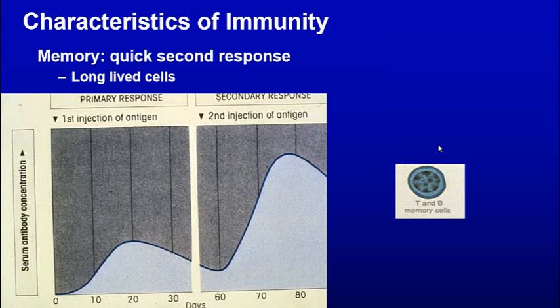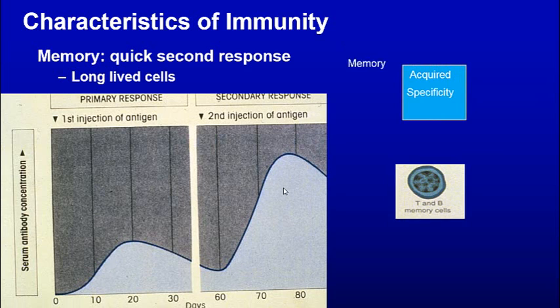And so here we see the first response is more slow. Here it's a quick and a larger response. So you immunize against something, you expose to that later, you have a bigger immune response to it the second time. So remember, it's acquired, it's specific, and it has memory. That's the whole premise of the thing.